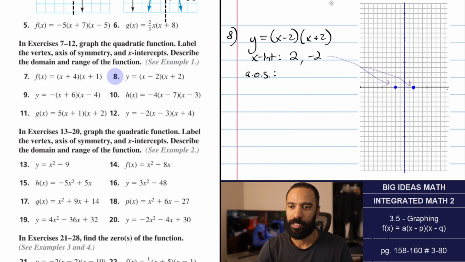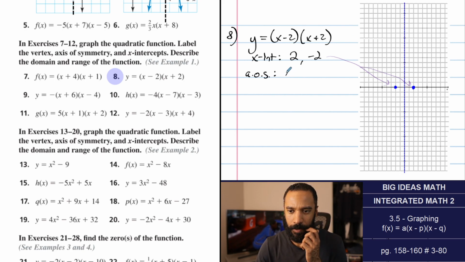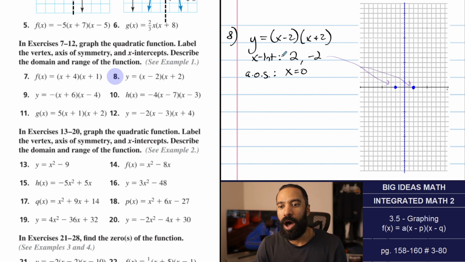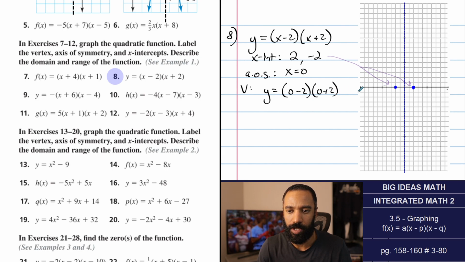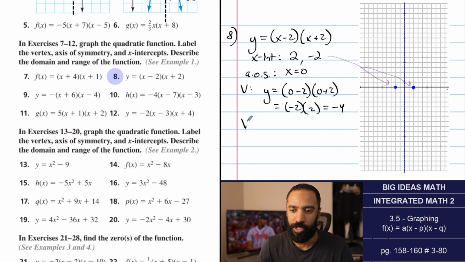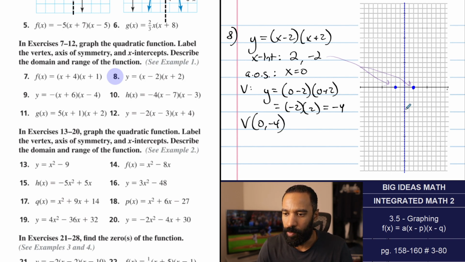So on the y-axis, that's x equals 0. If you substitute 0 into here, we can find the vertex y value. So vertex y equals 0 minus 2 times 0 plus 2. It's also the y-intercept. So this is going to be negative 2 times 2, which is negative 4. So your vertex is at 0, negative 4. So it's right there.